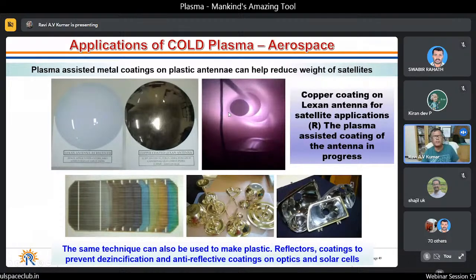So this is an important application of plasma that was developed for ISRO a long time back, and the same can be used to keep your brassware constantly shining, and you can make reflectors of plastics. If you look at your car headlight reflector, it is not metallic; it is plastic, and this can be done using plasma. It's a much cheaper method and more environment friendly. Also, coating solar cells with anti-reflection layers can increase the efficiency of the solar cells.